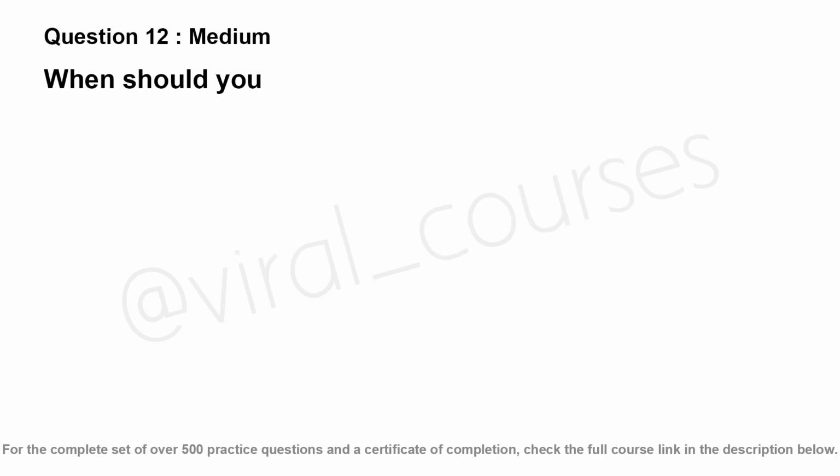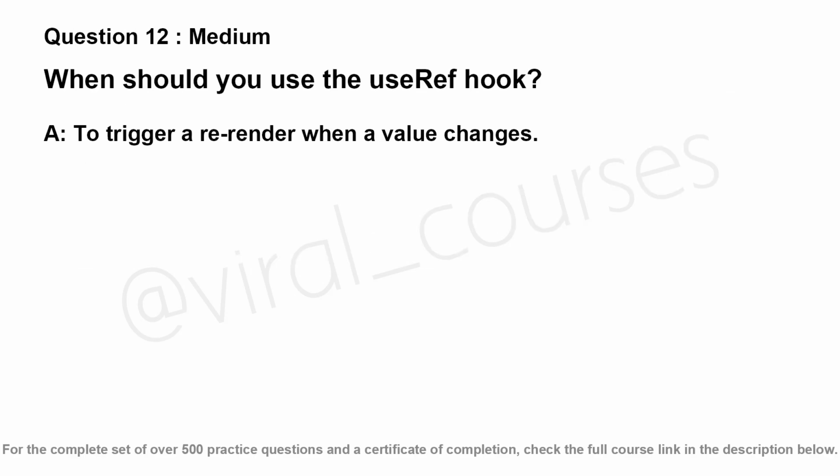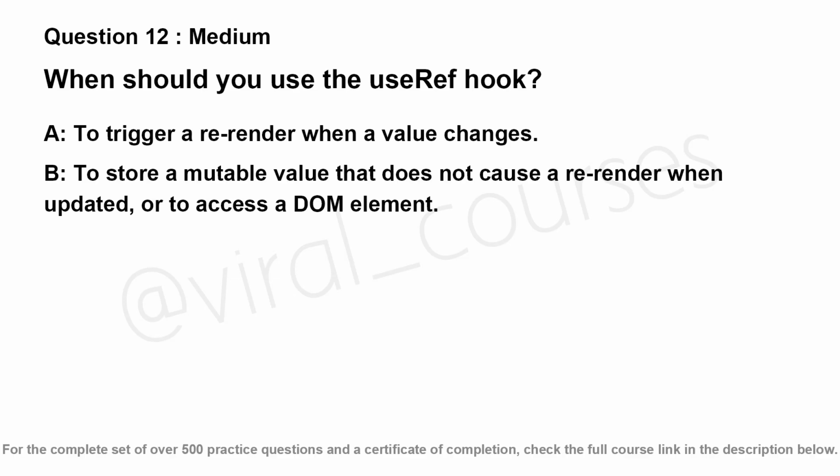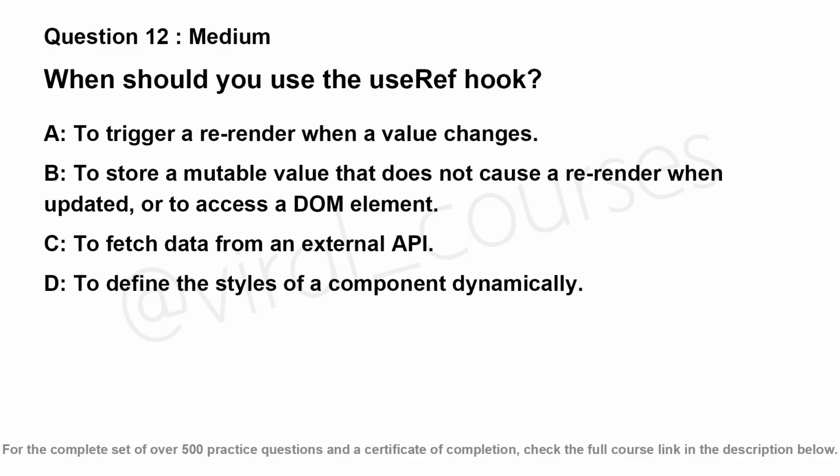When should you use the useRef hook? Option A. To trigger a re-render when a value changes. Option B. To store a mutable value that does not cause a re-render when updated, or to access a DOM element. Option C. To fetch data from an external API. Option D. To define the styles of a component dynamically.